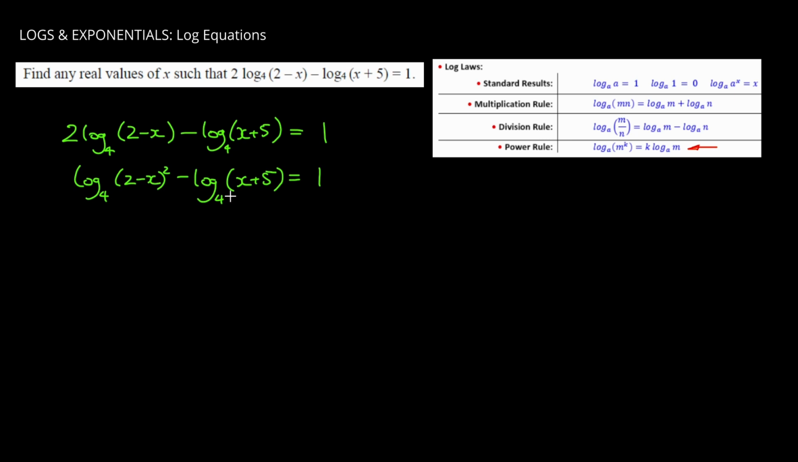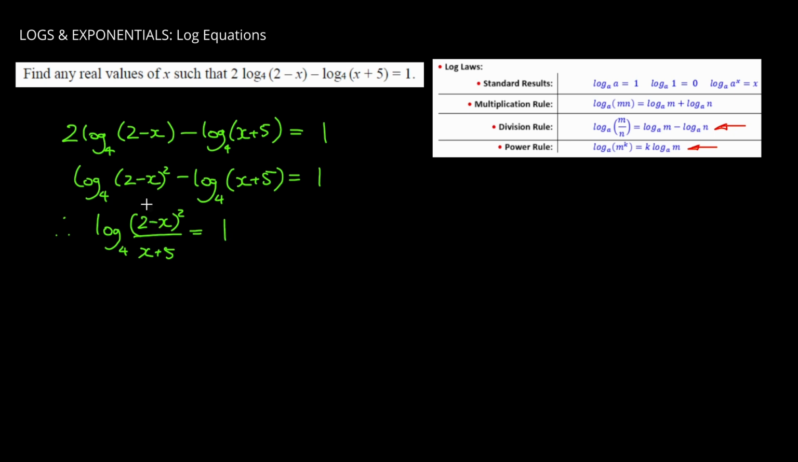Now, looking at this subtraction of two logs, if we use, again, the reverse of the division rule, we can merge these two terms into a single log expression of a fraction. So I get, therefore, the log to the base 4 of 2 minus x squared, divided by x plus 5, is equal to 1. Well, what we can now do is take antilogs.